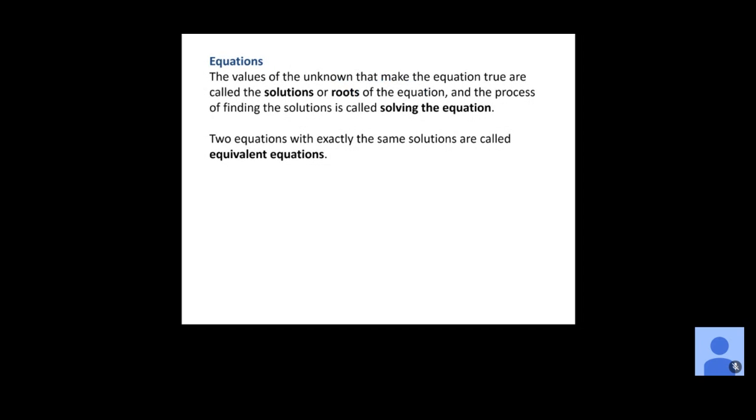Okay, so first off, the values of an unknown that make an equation true are called the solutions or the roots of that equation. Anytime you see either of those terms, they both mean the same thing. The process for finding those solutions is called solving an equation. Two equations with exactly the same solutions are called equivalent equations.